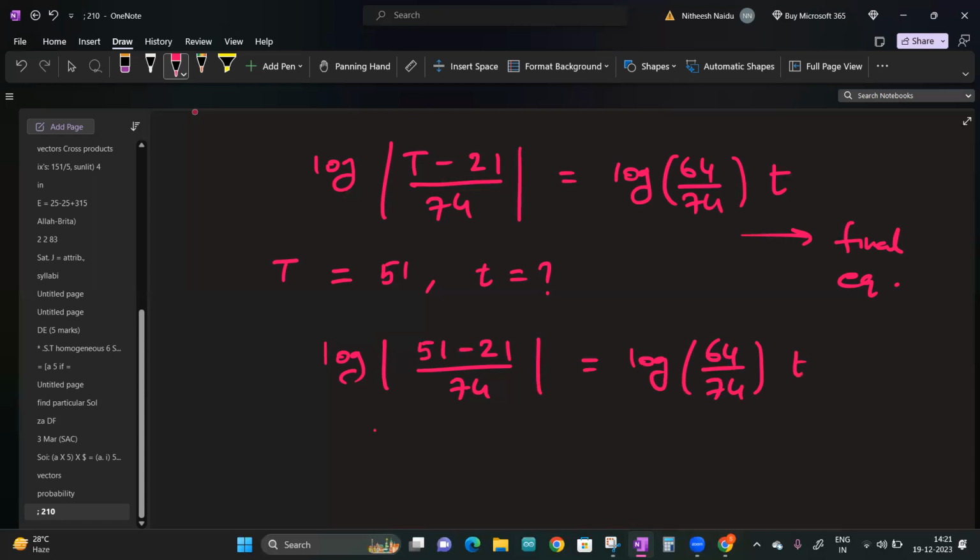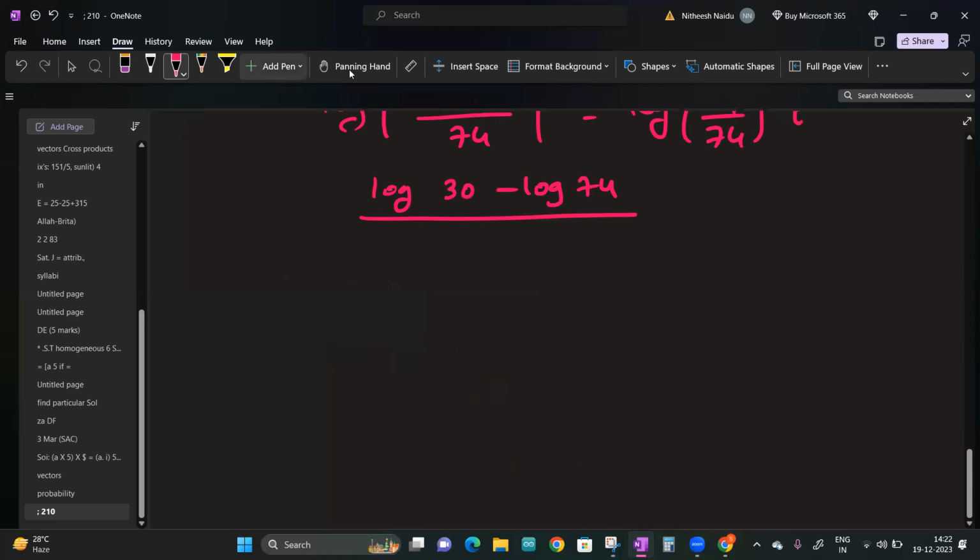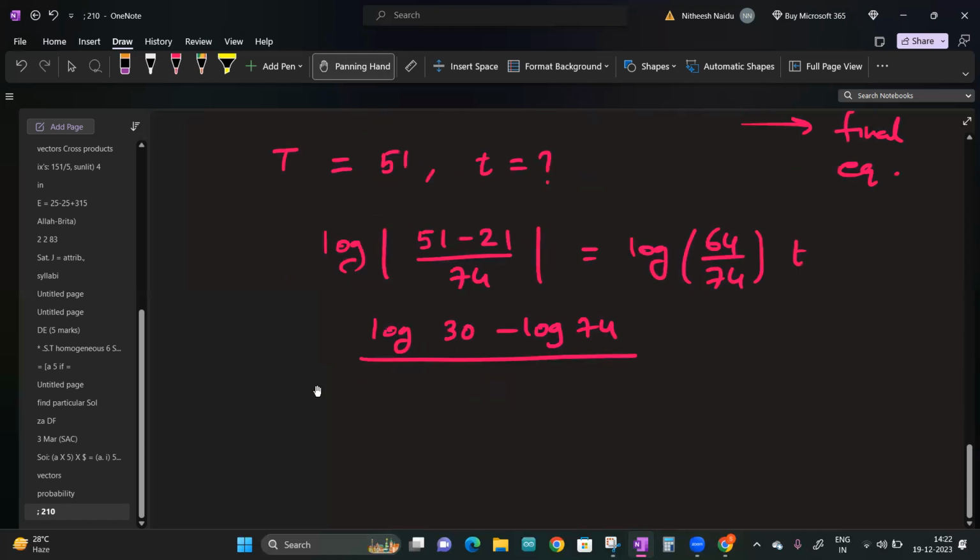Now tell me how much is it? Log 30 minus log 74. So log of m by n, that's why I wrote log 64 minus log 74 is equal to small t.